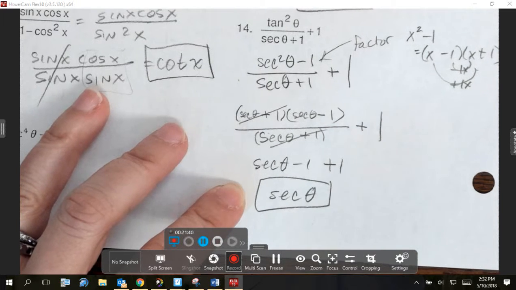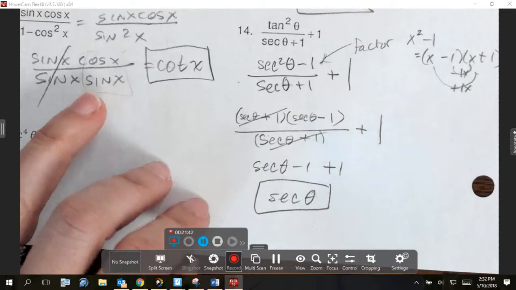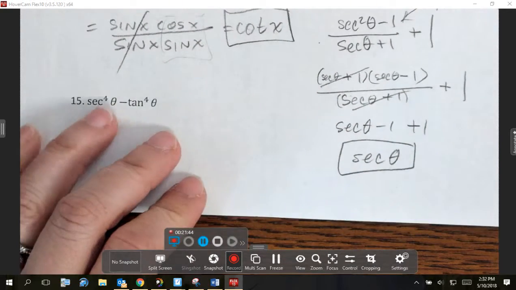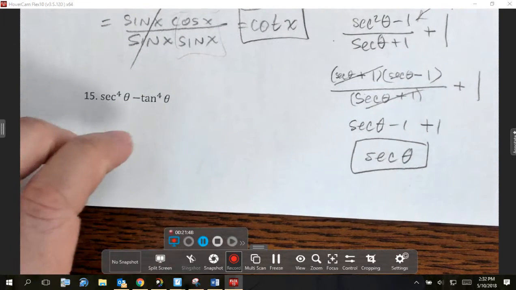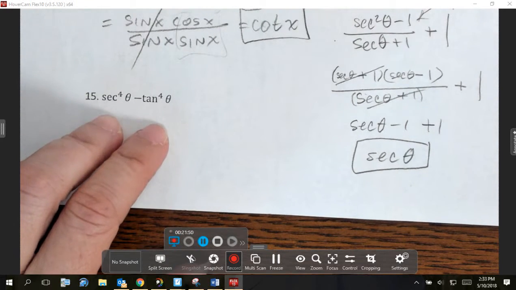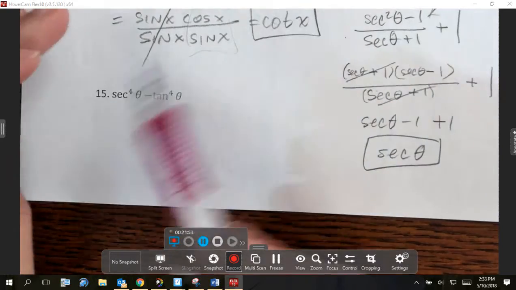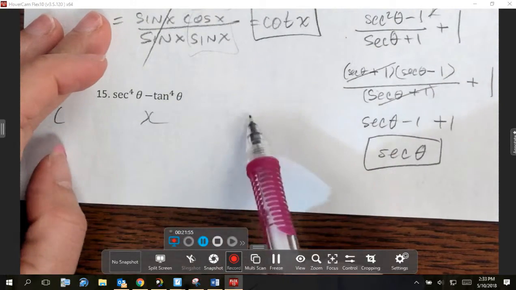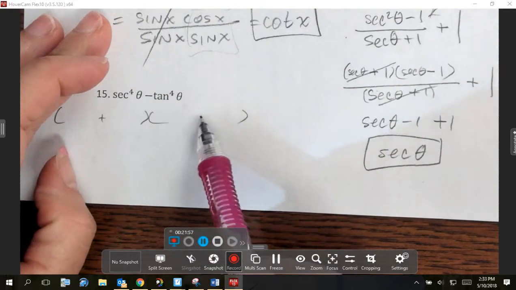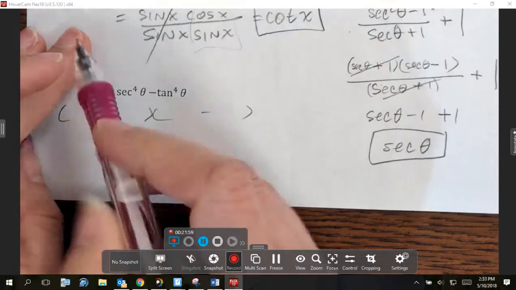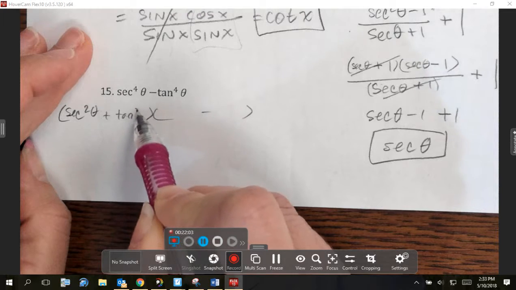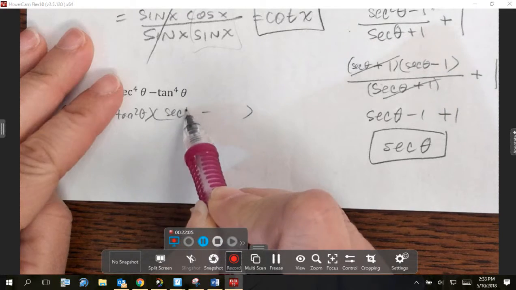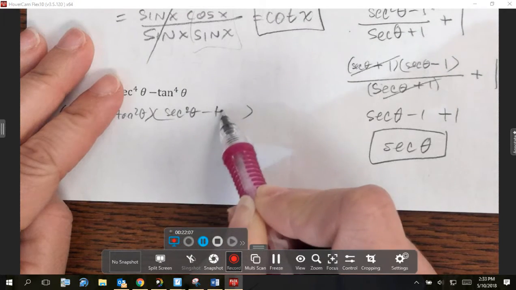Okay. Now the last one is another factoring question. And it is a difference of squares, but they're actually to the fourth power. But it is that same difference of squares kind where we're going to have 1 plus, 1 minus, and then you square root the stuff. So this one's going to be secant squared theta plus tangent squared theta. And this will be secant squared theta minus tangent squared theta.